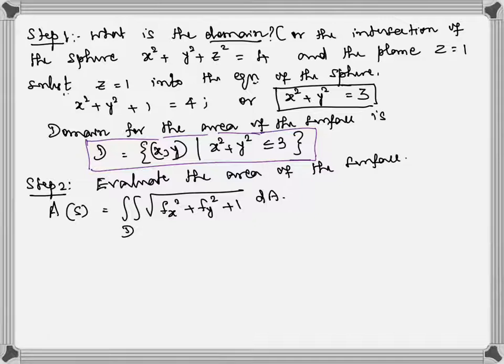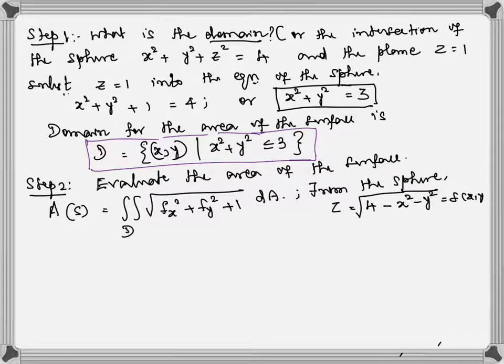So we are going to get the partial derivative of f with respect to x by solving for z from the equation x squared plus y squared plus z squared equals 4. So from the equation of the sphere, z equals square root of 4 minus x squared minus y squared.